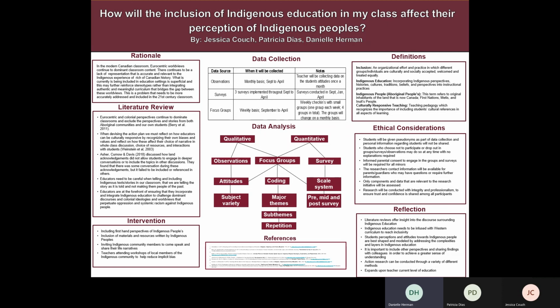These questions would allow students space to express their current attitudes, as well as other attitudes towards Indigenous people. When we look at our chart, we want to explore qualitative and quantitative data. Looking specifically at our observations, this would be done on a monthly basis from September to April. Here the teacher will be collecting data on the students' attitudes in the classroom once a month.